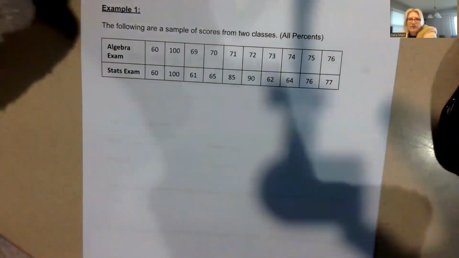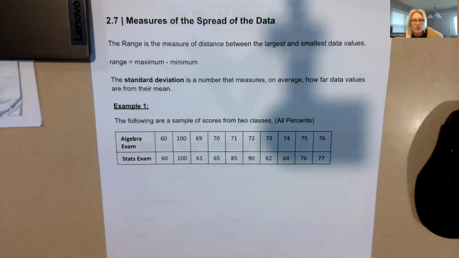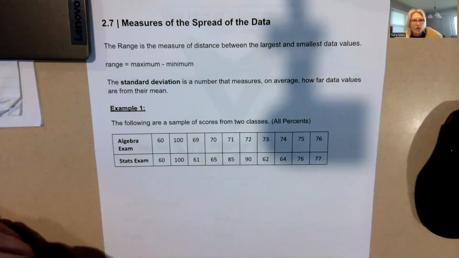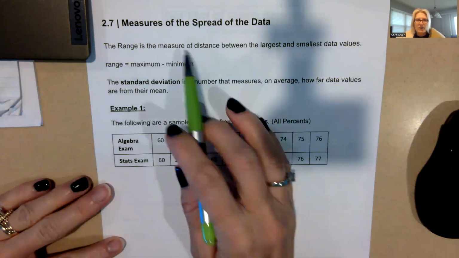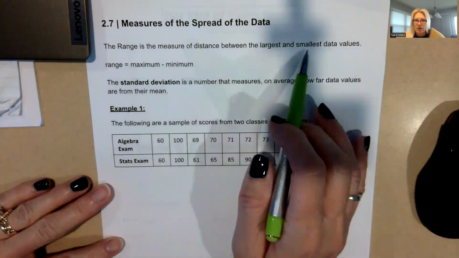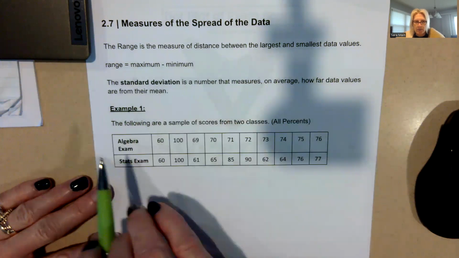Today we are going to learn two measures of the spread of the data. The first one we're going to look at is the range, and you've probably been exposed to this before in another class. The range is the measure of distance between the largest and smallest data values, and we're going to calculate that as the maximum minus the minimum.